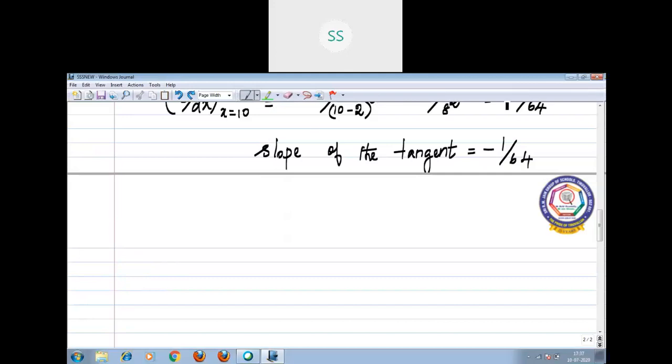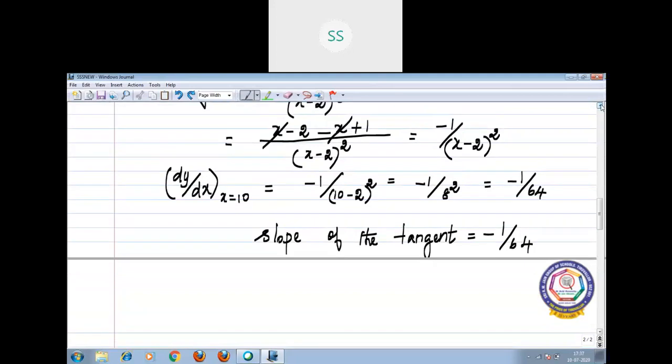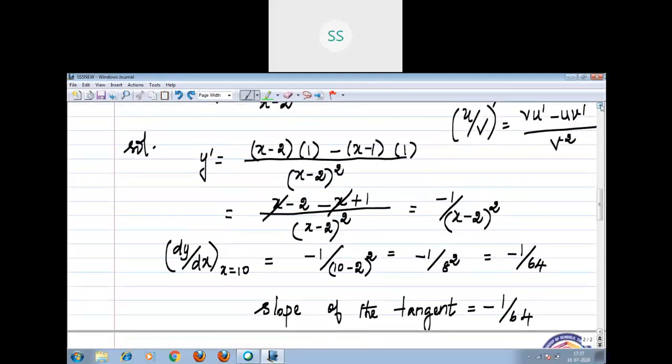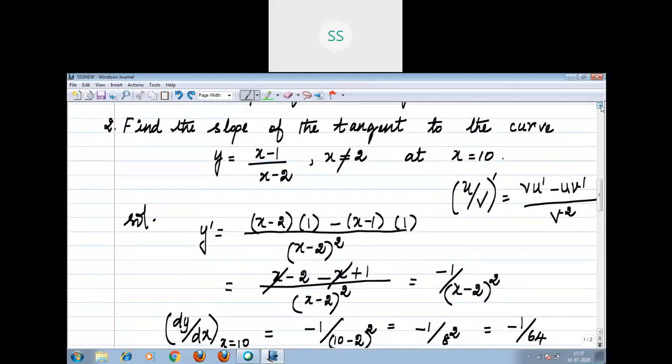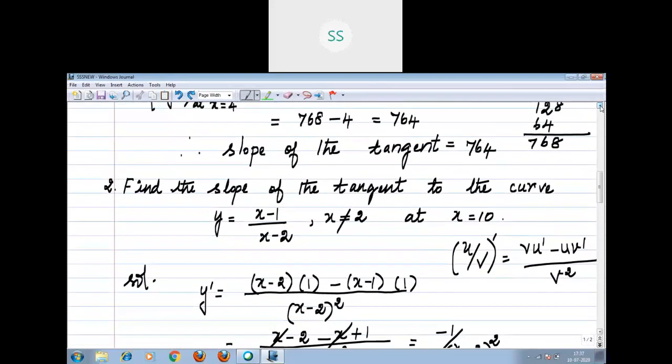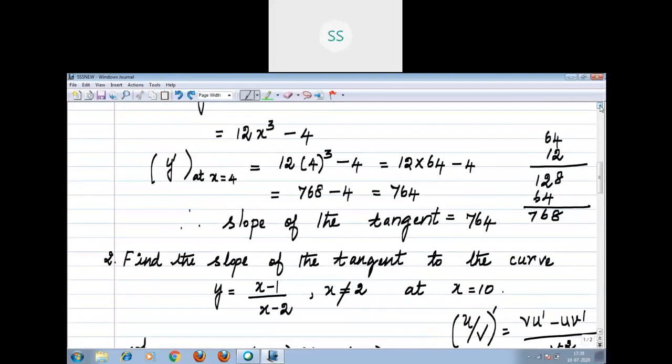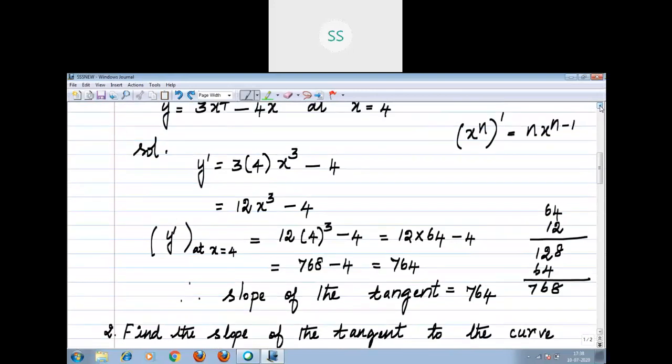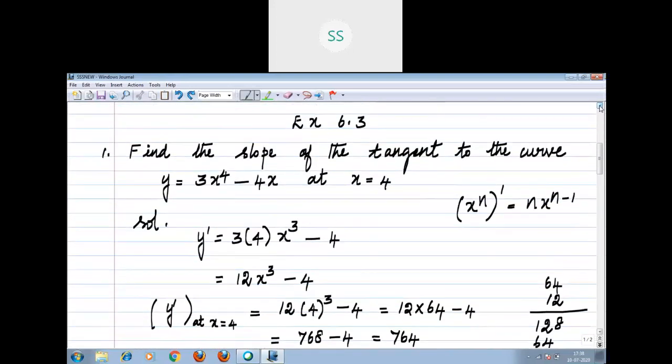Once again, I refresh, you see. Find the slope of the tangent to the curve. After that, I will do the third question, right?